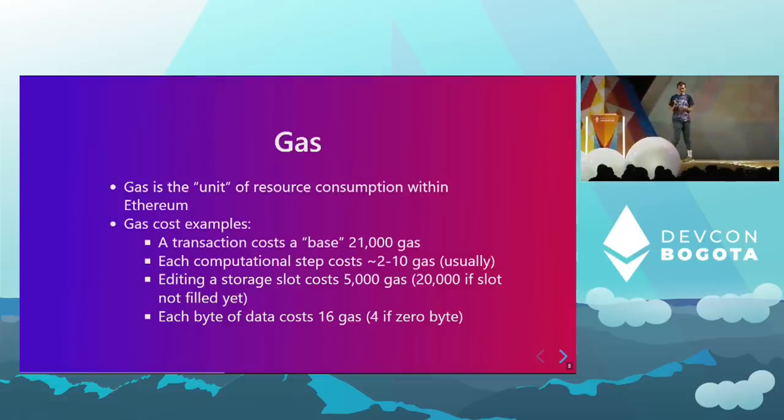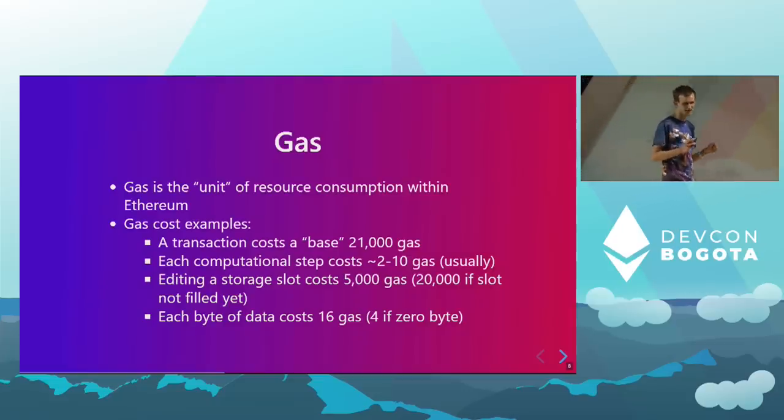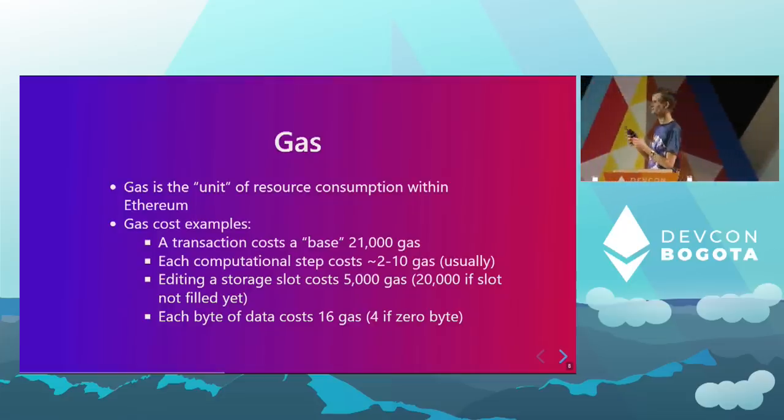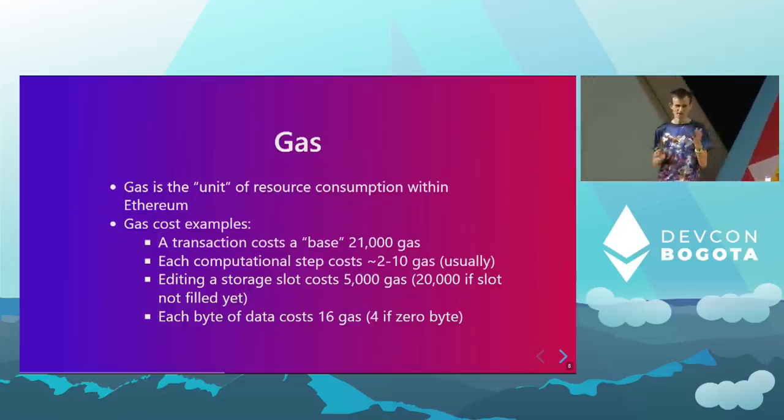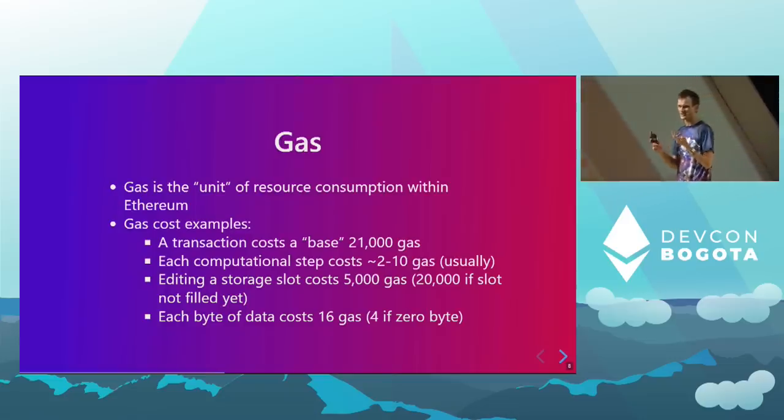So gas, this is something in Ethereum that has not changed yet, right? Gas is the unit of resource consumption within Ethereum. So examples of gas: a transaction costs a base 21,000 gas. Each computational step costs usually between 2 and 10 gas, depending on how complicated the operation is. Editing a storage slot costs 5,000 gas, or it costs 20,000 gas if the storage slot is not filled yet, and so you're actually expanding the storage. And every byte of data in a transaction costs 16 gas, or if it's a zero byte, then it only costs 4 gas, right?